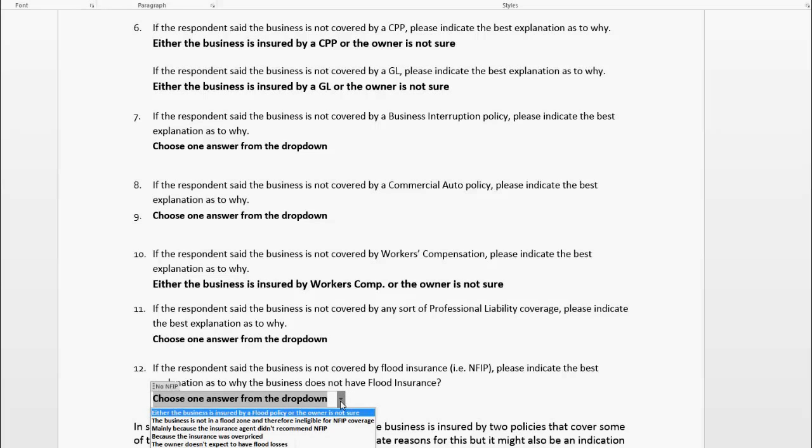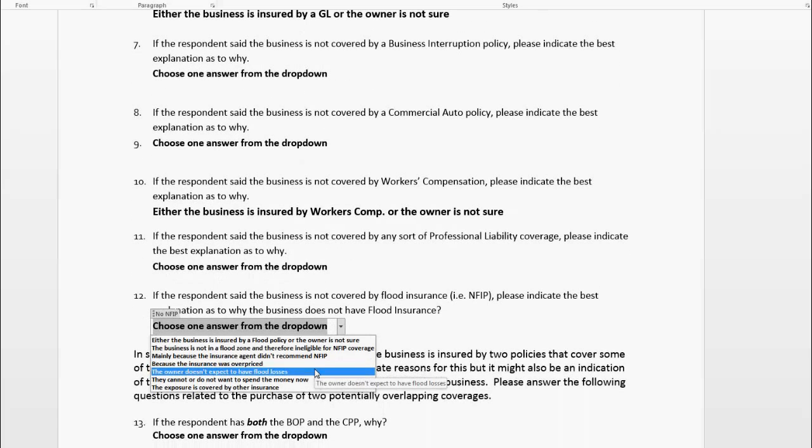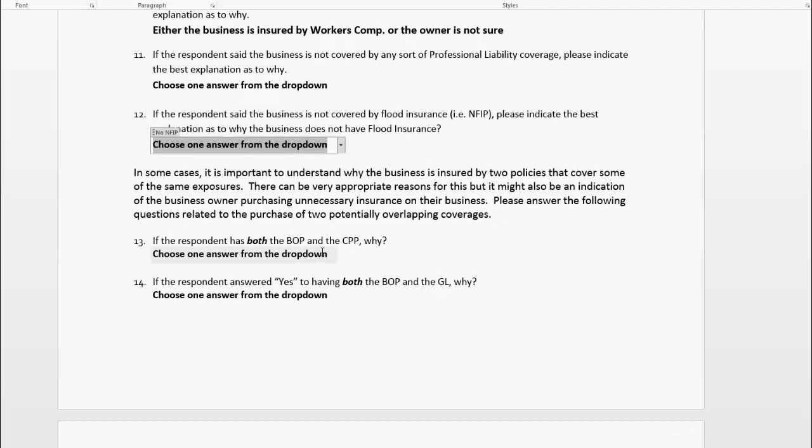The flood insurance one is a bit different. Okay, so you have it because you said you're not eligible. Let me go down. Because it's overpriced, because you don't expect to have floods, etc. So in this next section, almost the end, let me just read this. In some cases, it is important to understand why the business is insured by two policies that cover some of the same exposures. There can be very appropriate reasons for this, but it might also be an indication of the business owner purchasing unnecessary insurance. So that's why we're asking these questions. We want to find out if they truly are over-insuring or not.